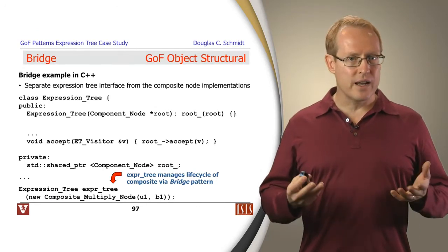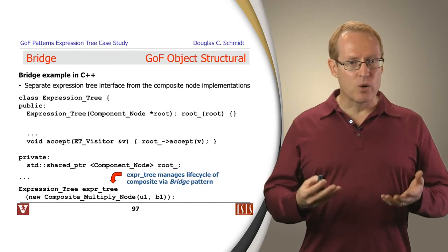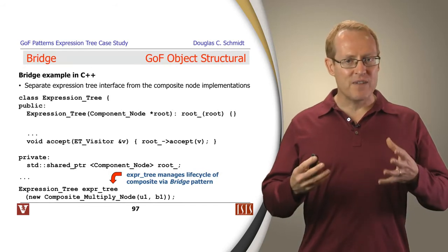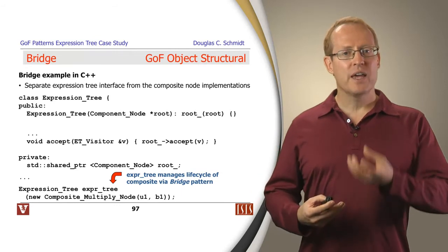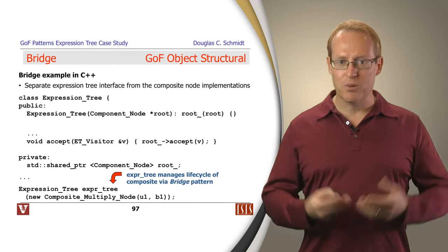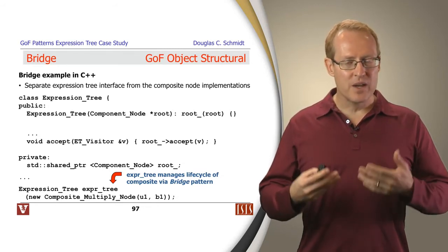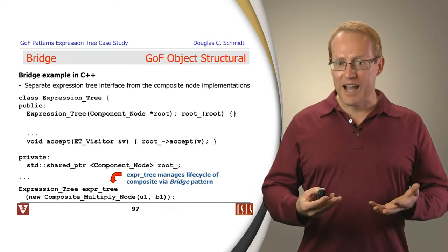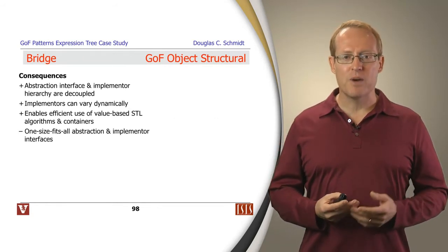Here's an illustration of how you can actually put this all together. We could go ahead and create our richly recursive composite component node structure, as we had shown in some of the earlier slides. And when we finally have that finished, we can then take the pointer to that rich composite structure and hand it off to the expression tree, which is the interface for the abstraction part of the bridge pattern. From that point onwards, everything else we do will be managed through that well-defined, reference-counted interface object.